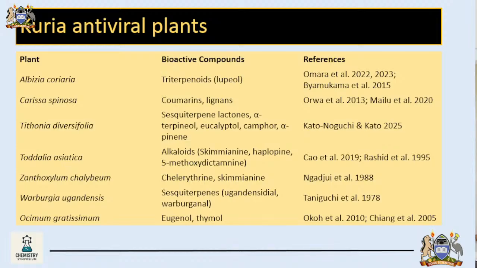For the Kuria, and I also want you to note this, that some of the plants are repeating themselves. Maybe that I'll talk about when we're talking about the patterns. It's a similar pattern again in Kuria antiviral plants. And you'll also observe again a diversity of chemical molecule families. We also have a number of diverse references, some of which are very recent. Go ahead.